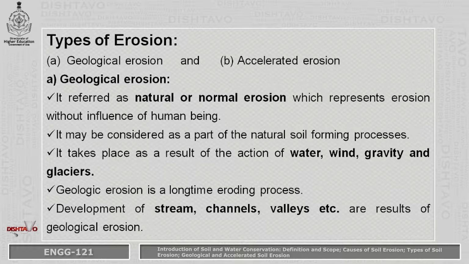Next, types of erosion. There are basically two types. Erosion is classified into two types. First is the geological erosion and second one is the accelerated erosion. Geological erosion means a natural or normal erosion. It happens due to natural processes like natural soil forming processes. This erosion results due to the action of wind, water, gravity and glaciers. It is a long time eroding process, meaning 1000 years are required to cause this erosion.